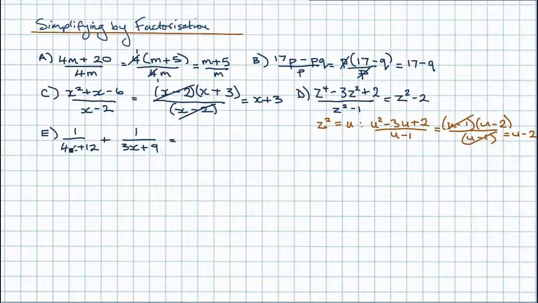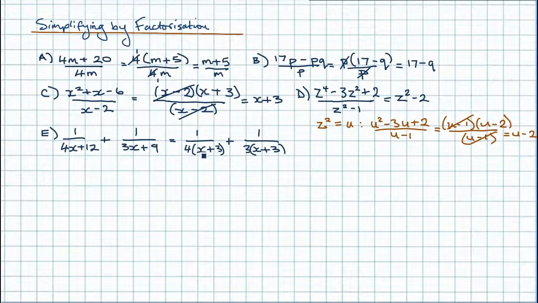Well, immediately again I want to factorize where I can, so 4 is common to both terms of this expression, so 4x plus 12 becomes 4 times x plus 3, and then add 1 over 3x plus 3. So 3x plus 9 becomes 3 times x plus 3. Now I can see that I've got x plus 3 in both of the denominators of the fractions. Now, how do we combine fractions? If you think back to ordinary numerical algebra, then of course we have to find a lowest common denominator in order to be able to add these fractions together.